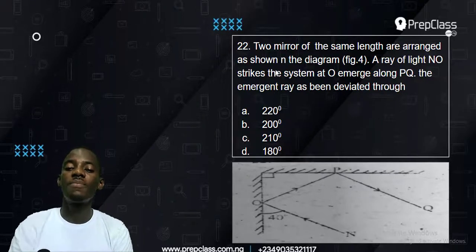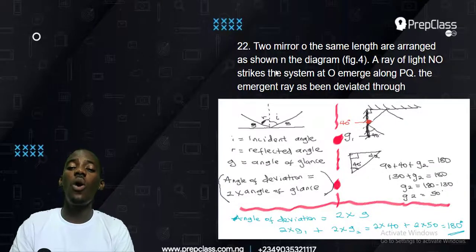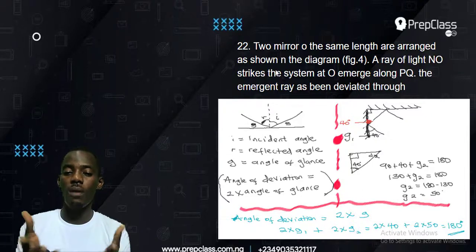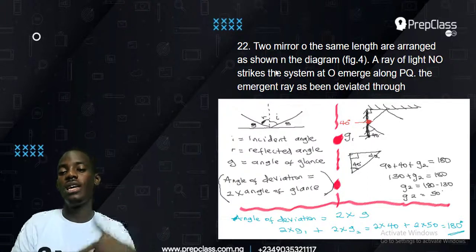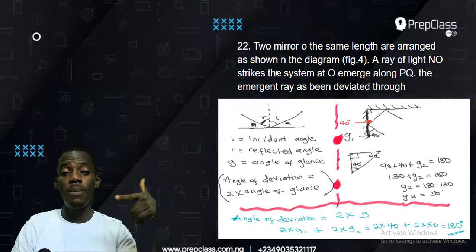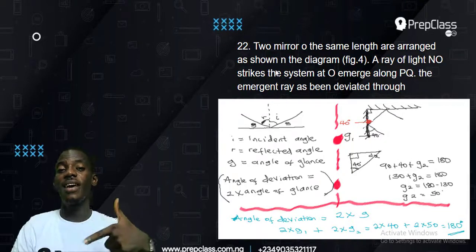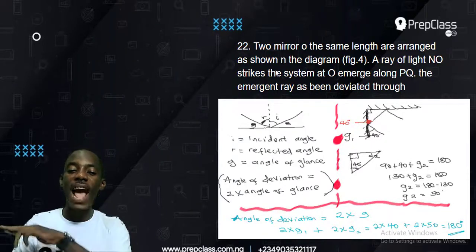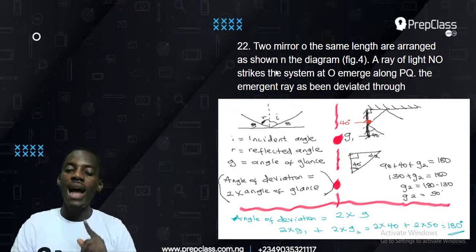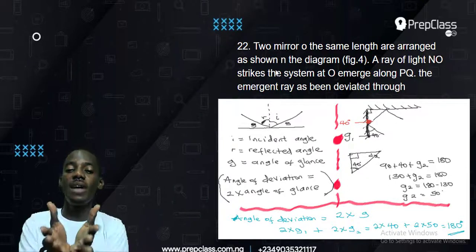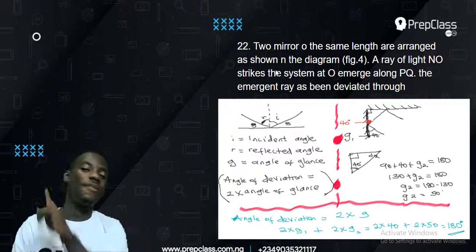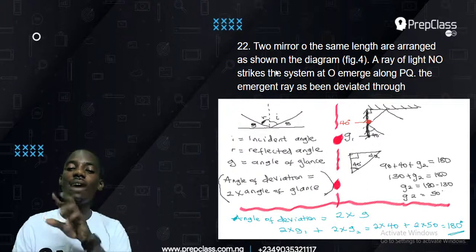Now, let me remind you of something. The angle of deviation is double the angle of glance. Now, if I have a reflection of this order, the angle coming this way is called the incident angle, coming from the incident ray. That's the ray of light coming in. Then it strikes the normal and then reflects, or bounces back. So this is actually a reflection. It came to the normal and then reflected, right? Now that angle, the R, represents the angle of reflection.